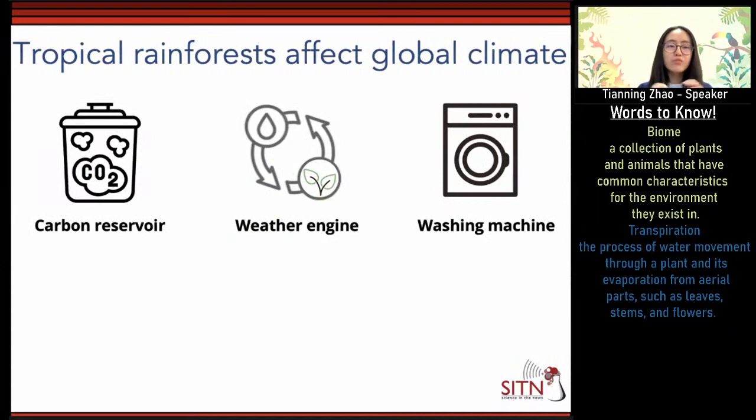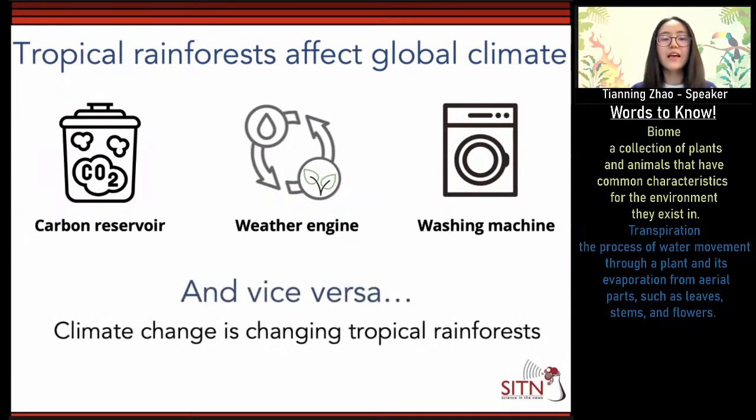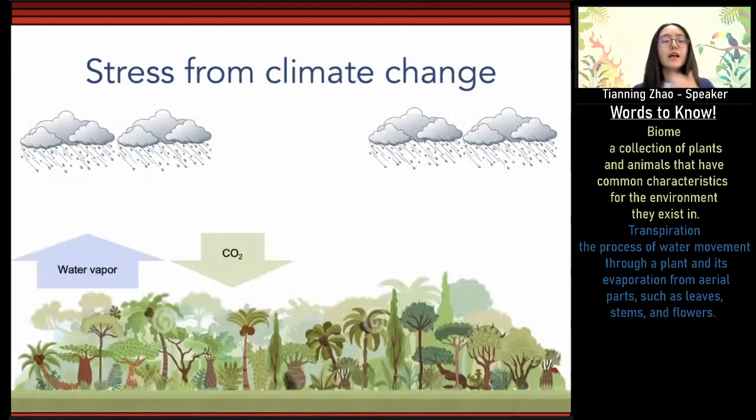So we've got a really quick overview of the major pathways through which the tropical rainforest affects global climate by serving as a carbon reservoir, functioning as a weather engine, as well as a washing machine. And this is not a one-way road. Vice versa, climate change is also changing the tropical rainforests to a great extent. So the tropical rainforest is experiencing stress from climate change, just as everywhere else in the world.